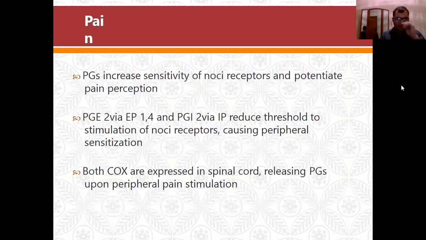Pain. Prostaglandin increases sensitivity of nociceptors and potentiates pain perception. Prostaglandin E2 via EP1 and EP4 and prostaglandin I2 via IP lower the threshold to stimulate nociceptors, causing peripheral sensitization. Both COX enzymes are expressed in the spinal cord, releasing prostaglandins upon peripheral pain stimulation.